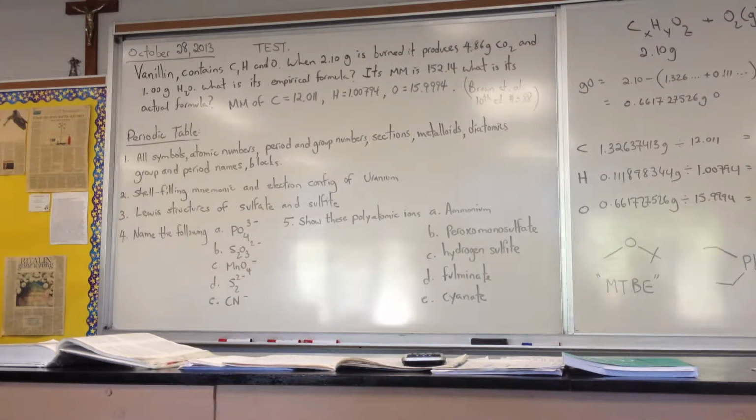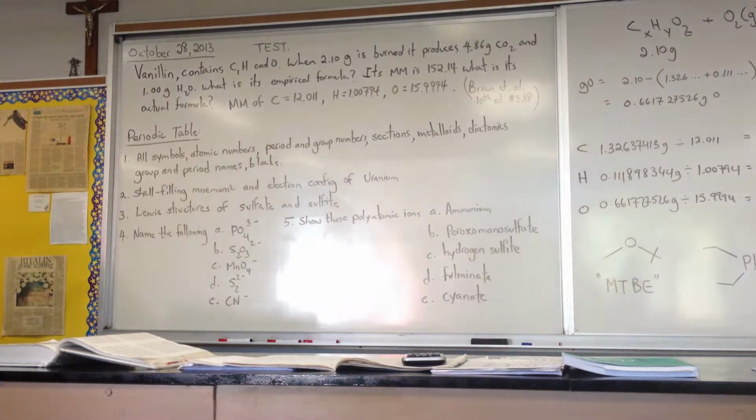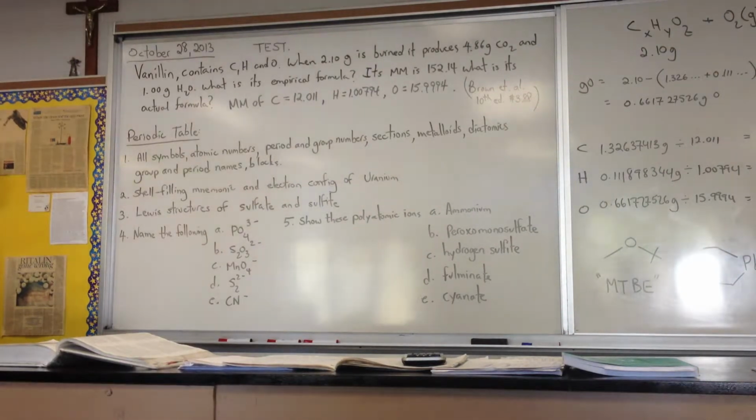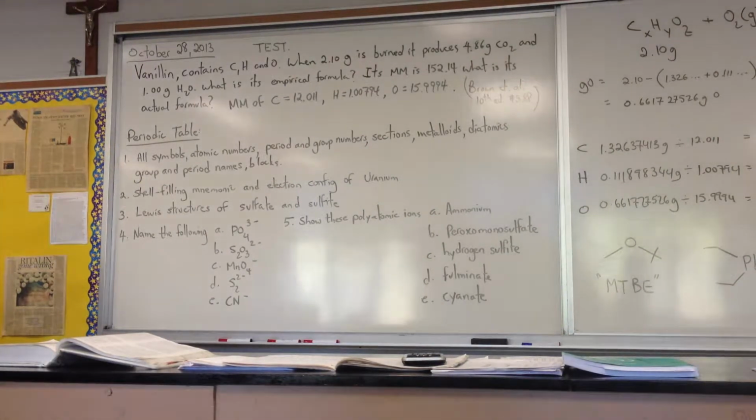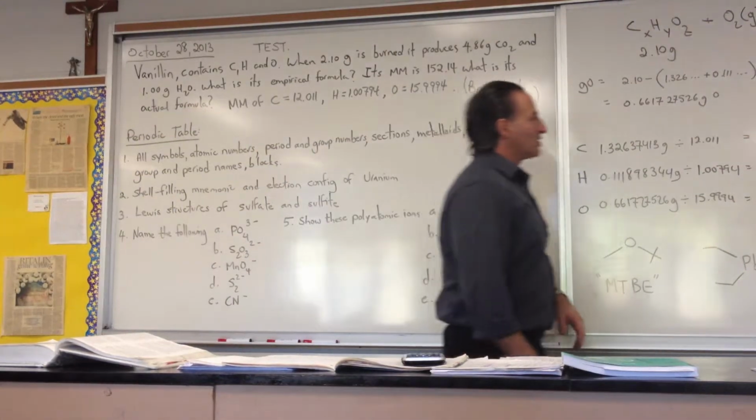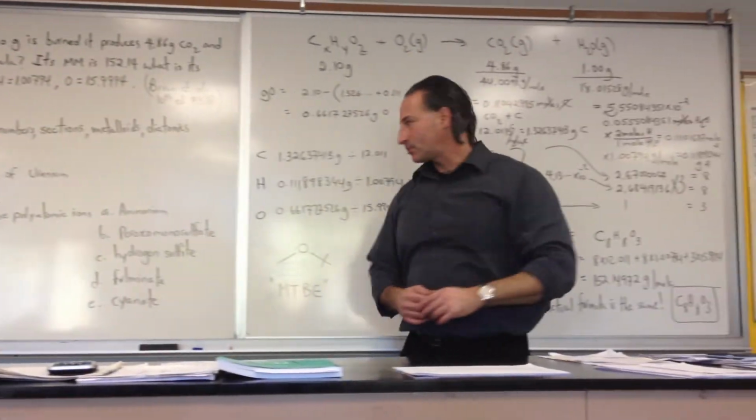So vanillin contains carbon, hydrogen, and oxygen. When 2.1 grams of it is burned, it produces 4.86 grams of carbon dioxide and 1.0 grams of water. What is its empirical formula? Its molecular mass is 152.14. What is its actual formula? And then I gave you the pieces of information that you needed to solve it. Here is the solution to the problem.